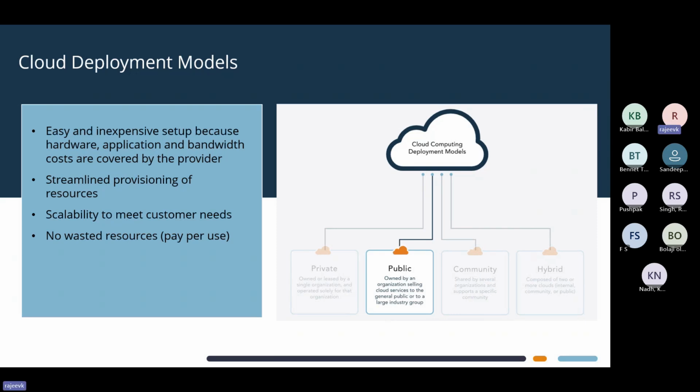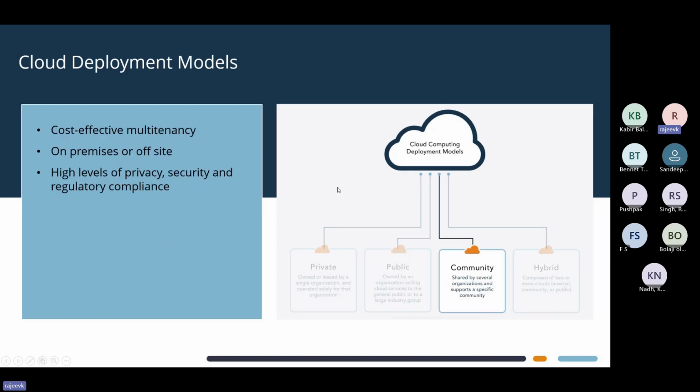Public cloud was already explained: easy and inexpensive setup. It can scale up and scale down based on your business requirement with no wasted resources, because you're paying for what you're using. That is one of the reasons this is a very popular model. If you can manage security properly in the public cloud, it is definitely a good option for you. Apart from that, we have a community cloud.